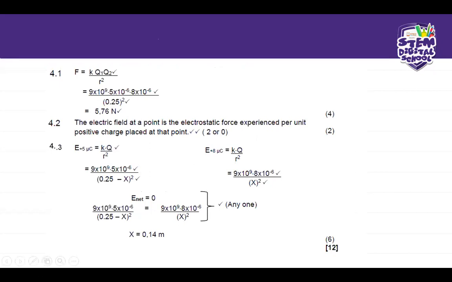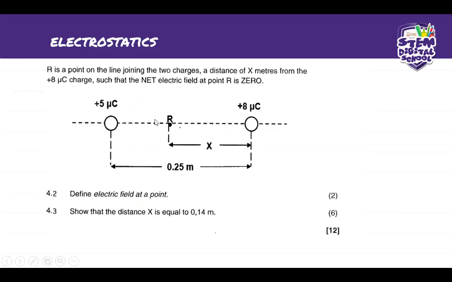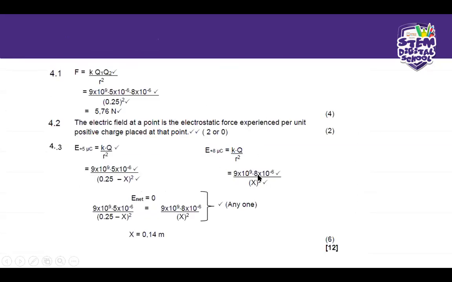Okay. So here we have it. It's going to be the one of plus 5 microcoulomb and the one of plus 8 microcoulomb. And then here it's going to be divided, and then you've got 0.25 minus x, right? Which is from this 5. When we want the distance here, the distance here is equal to 0.25 minus that distance x. Then we'll have our distance from the 5 microcoulomb charge to the R point. And on this side, our R point distance is x, right? So we've got two equations like this now.